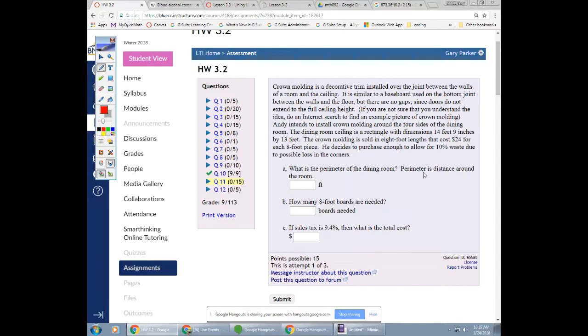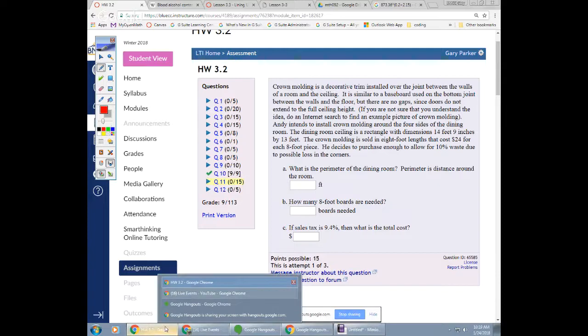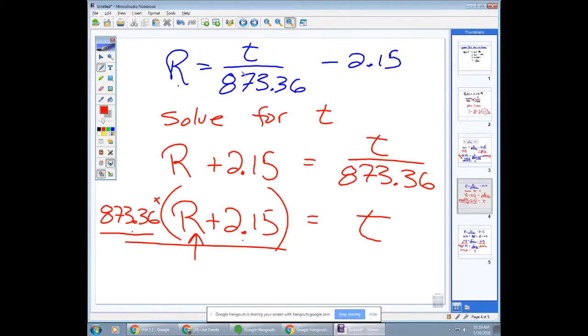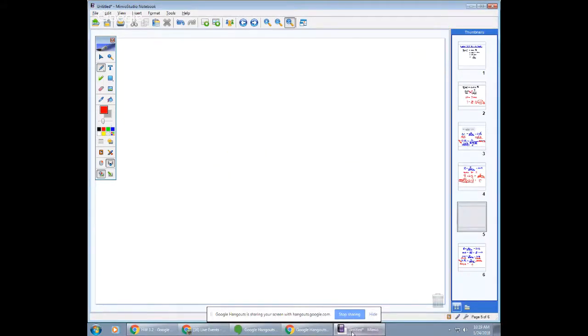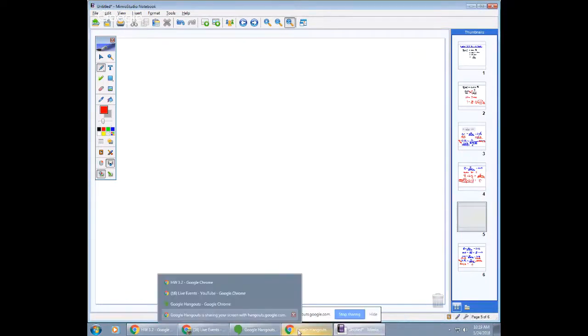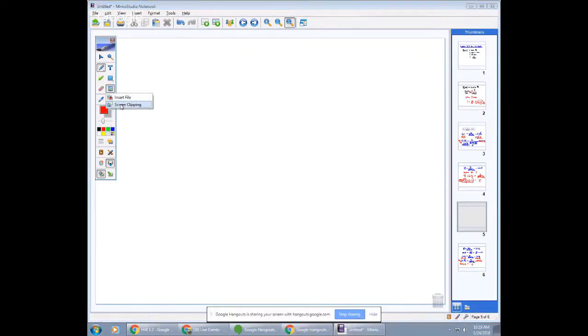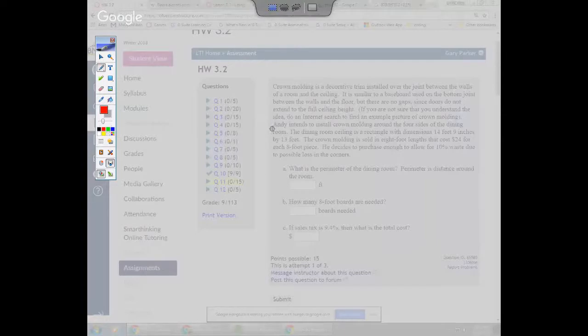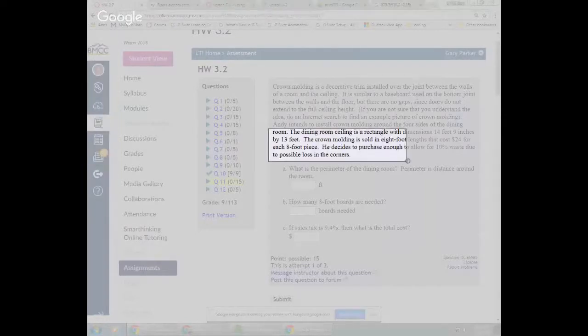So what's the perimeter of the dining room in feet? How many 8-foot boards do we need? And then what happens if we put on a 9.4% tax? Ooh. All right, let's do it. I'm going to grab that information. So new page. 14 feet 9 inches. Hang on, let me get it copied in here and we'll do it together. So I really only need this bottom part right there.